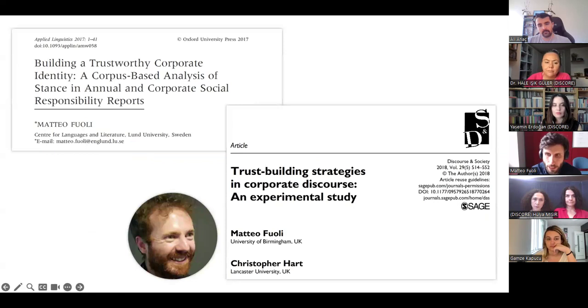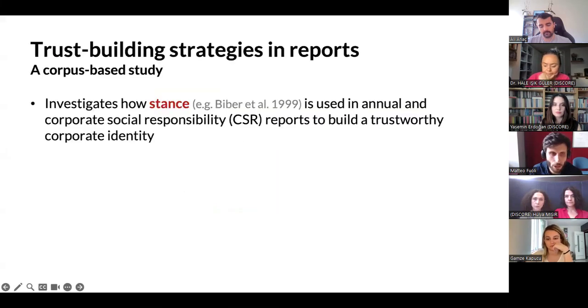So the first study that I'd like to present is one that I did a few years ago. This is a two-part study. The first part is a corpus-assisted analysis of trust-building rhetorical strategies used in corporate reports. And the second part of the study is an experiment that I did in collaboration with Chris Hart from Lancaster University, where we took two of the most frequent trust-building strategies that we identified in the corpus study and tested their effects. So let me talk you through these two different parts in turn.